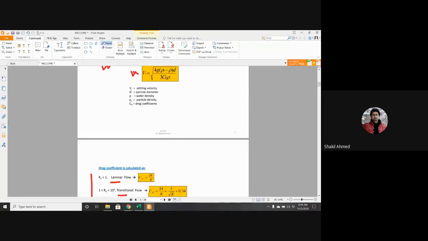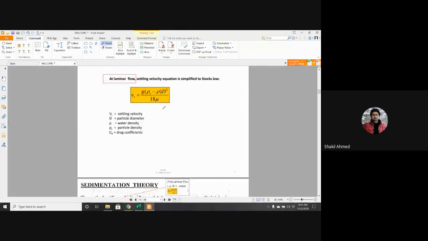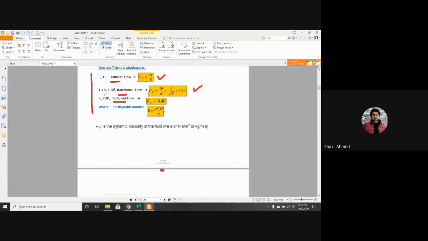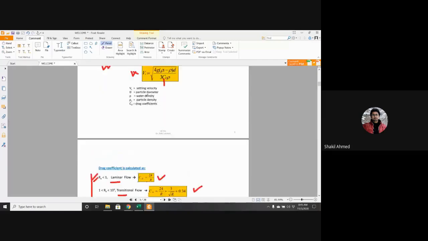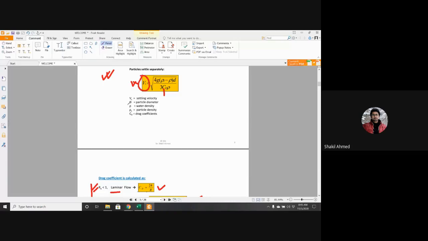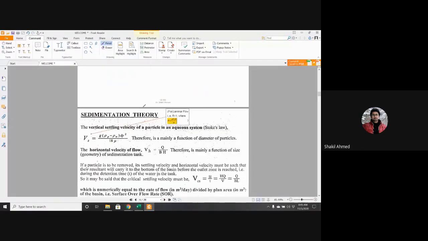Now the value of CD can be calculated in laminar flow, transitional flow, and turbulent flow, where R is the Reynolds number. Now, if this is a laminar flow, then we can always put CD equals 24 by R here, and then this equation will be converted to this. So this is in case of laminar flow. Okay, we discussed these things. I'm just reviewing it.